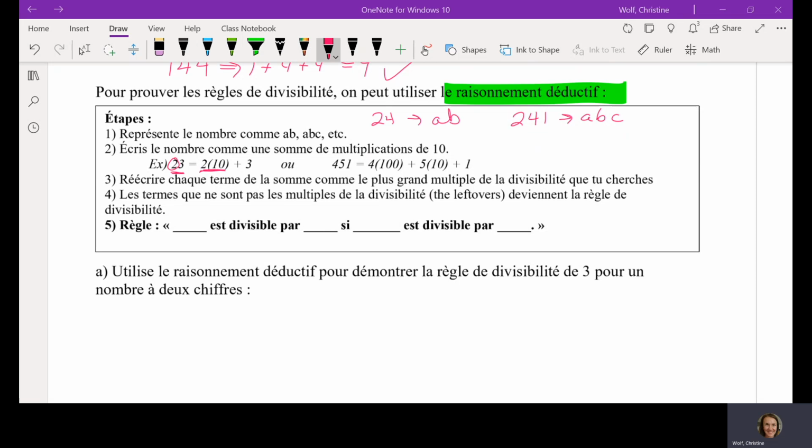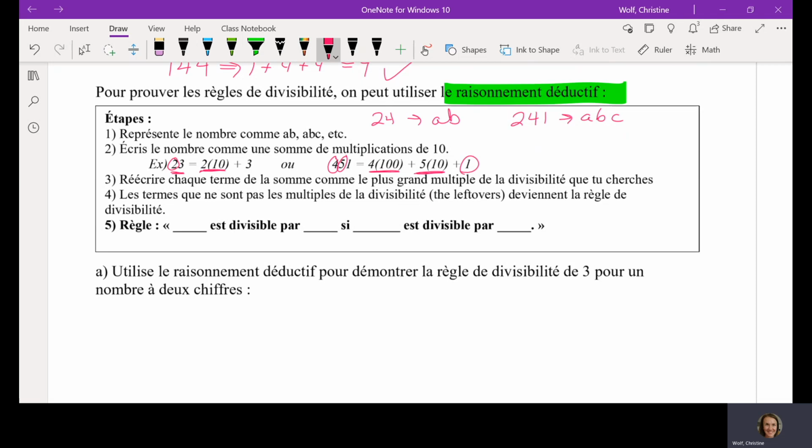Or a bigger number, 451. Well, the first digit, that's actually 400. So, je peux l'écrire comme 4 fois 100. Le prochain chiffre, that's really 50. Je peux l'écrire comme 5 fois 10. And then le 1, c'est juste l'unité à la fin. So, you can always rewrite any number as a multiple of 10. OK? So, je fais ça.